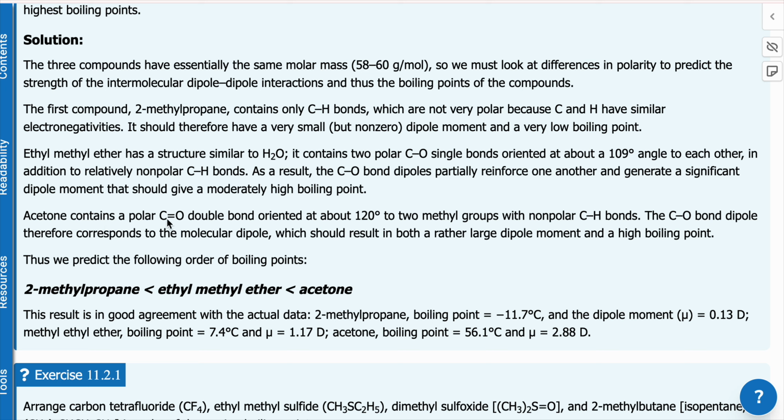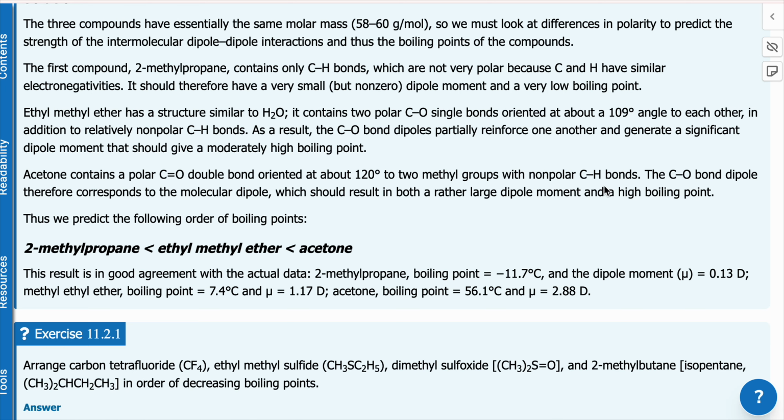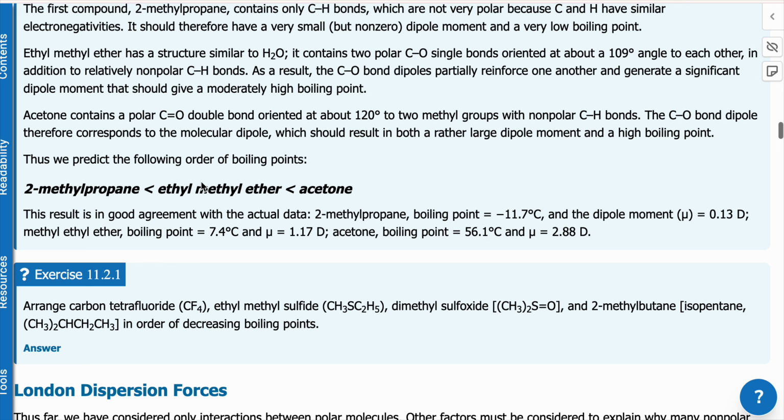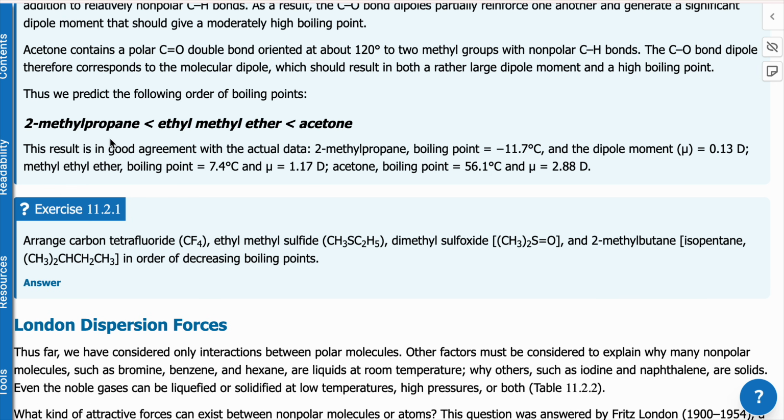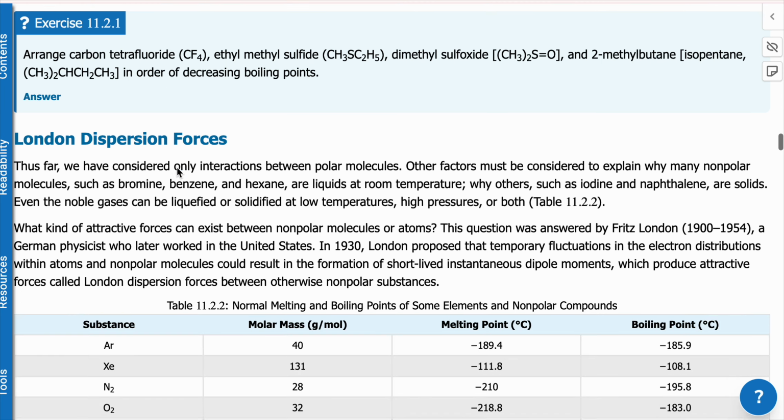Acetone contains a polar C=O bond oriented at about 120 degrees to two methyl groups with non-polar C-H bonds. The C=O bond dipole therefore corresponds to the molecular dipole, which should result in both a rather large dipole moment and a high boiling point. So 2-methylpropane has a lower boiling point than ethyl methyl ether, which also has a lower boiling point than acetone.